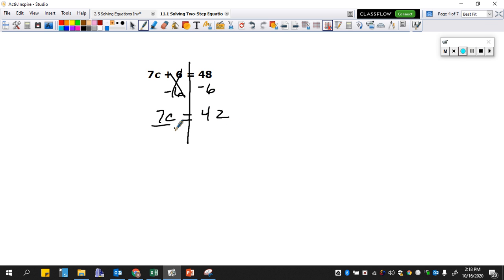All right. Inverse operation of multiplying is dividing. So divide by 7. 7 divided by 7 is 1. We're left with c is equal to 42 divided by 7, which is 6. All right. So check it.